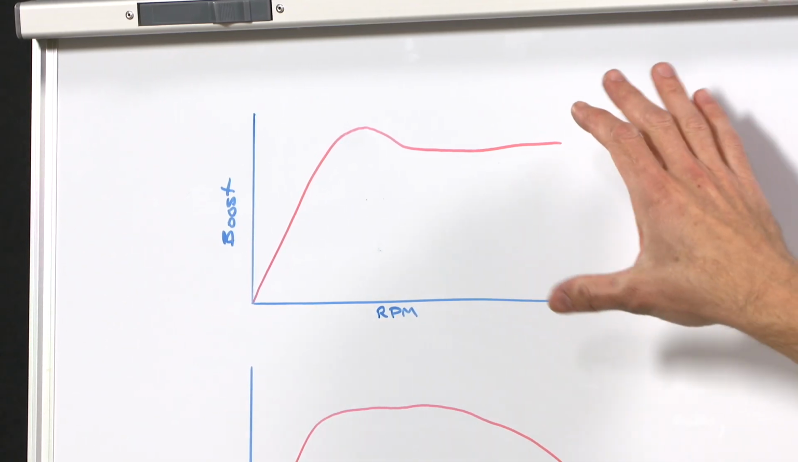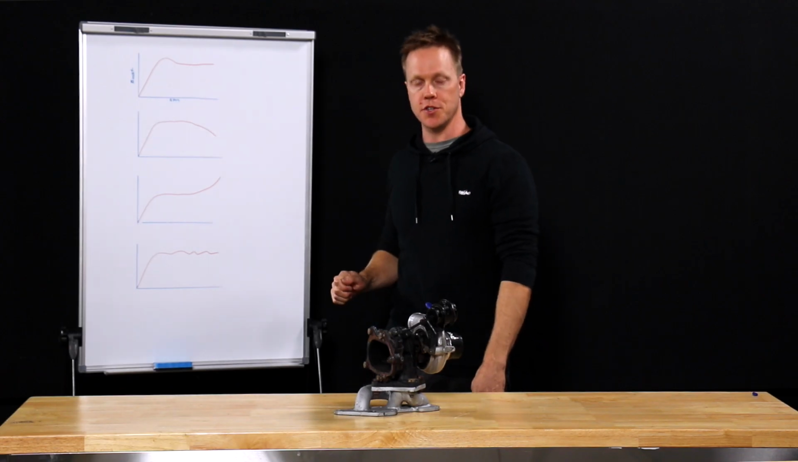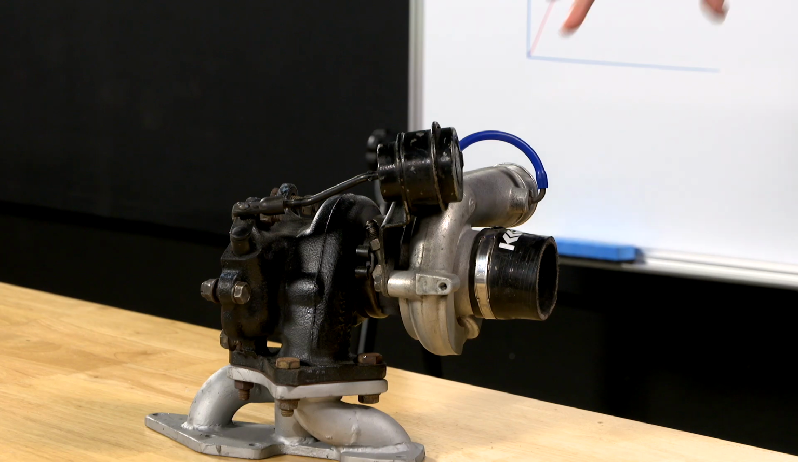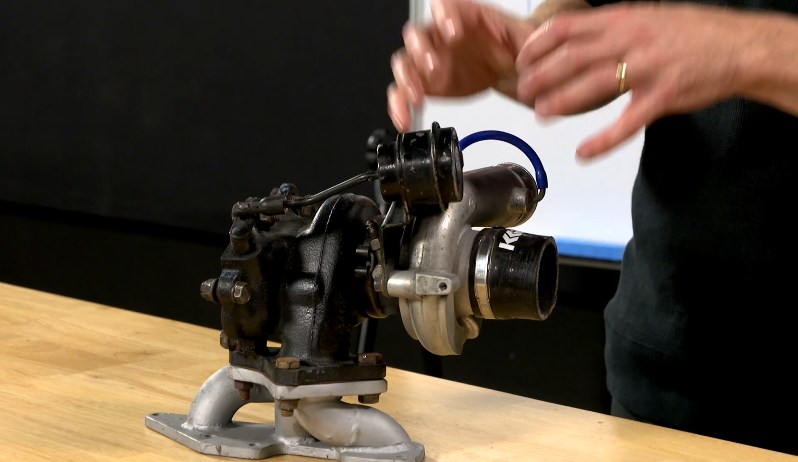We'll start with boost spiking. This one's probably one of the most common boost control issues, and it's caused by trying to bring the boost on too hard, too soon, at too low an RPM.